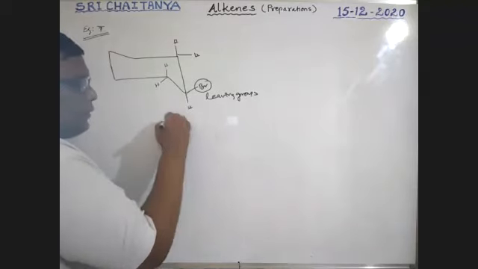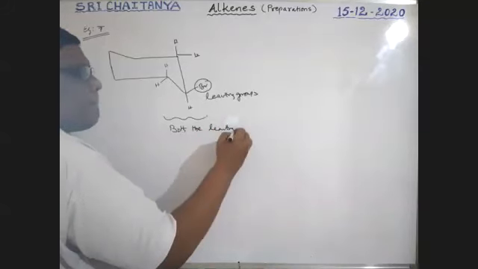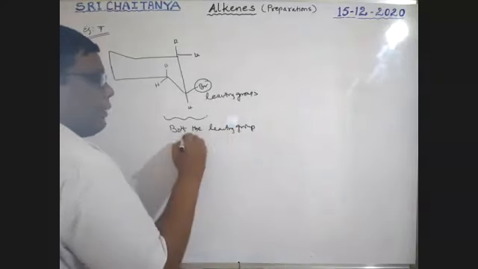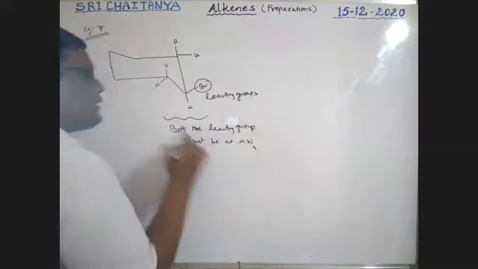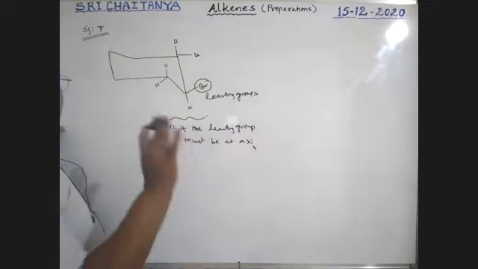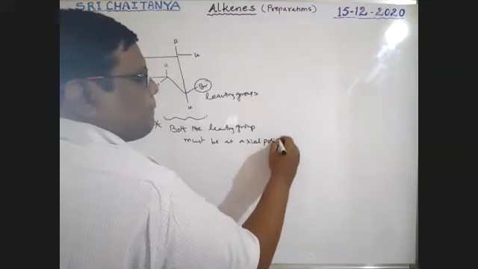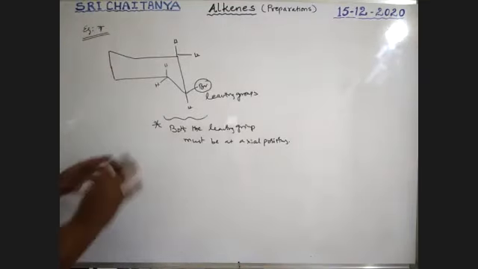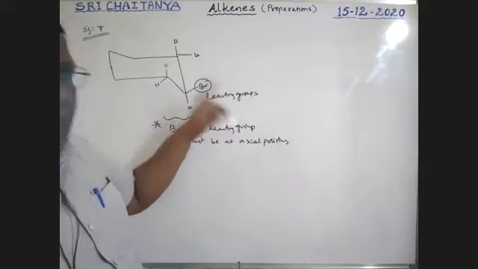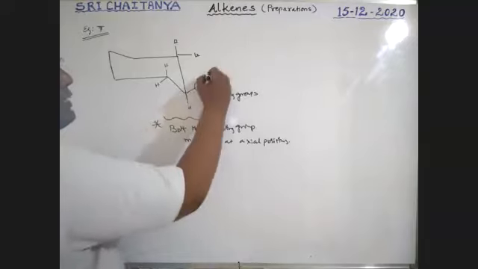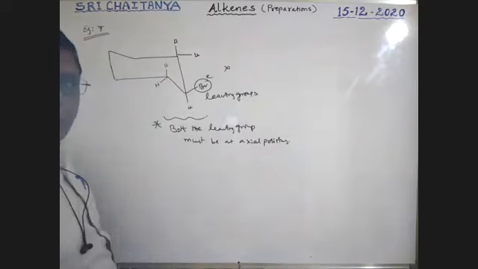Both the leaving groups must be at axial position. It is the condition, boys. Otherwise, elimination is not possible. It is the most important condition. If you want to eliminate those two leaving groups, the halogen and hydrogen must be in axial position. But this bromine is in equatorial, boys. That is why elimination is not possible.